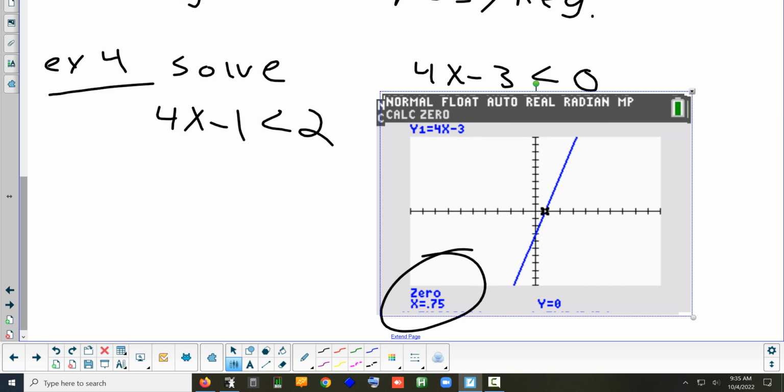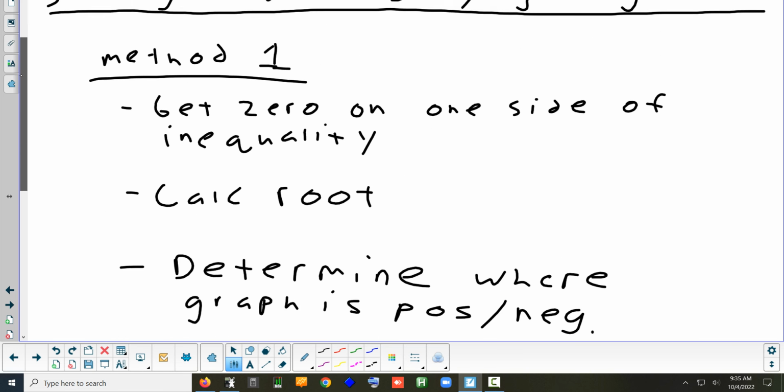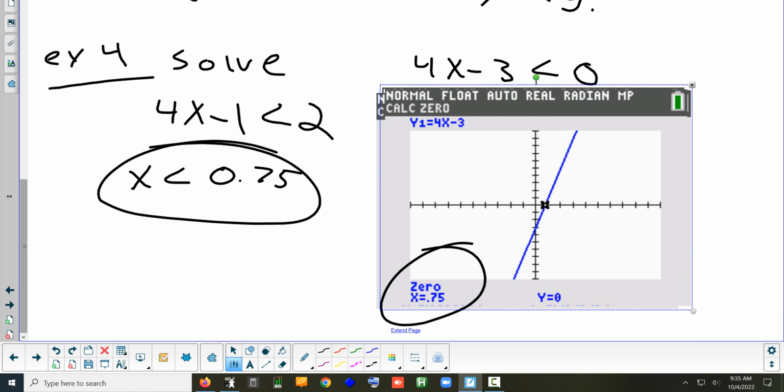And it tells us that this graph crosses the x-axis at 0.75. And we said earlier, we want to pick numbers that are below 0.75. We want to head to the left to stay less than 0. If it said greater than 0, then I would want to pick numbers above them and head to the right. But the answer this time is x less than 0.75. Any questions on using method 1 to calculate a root?